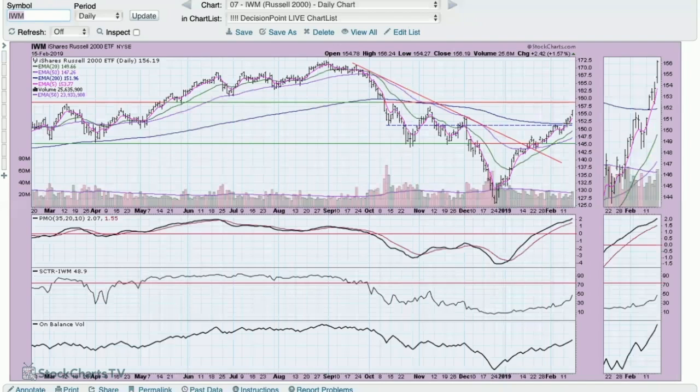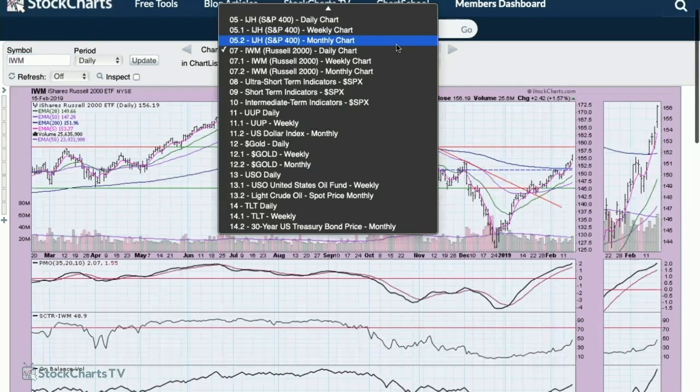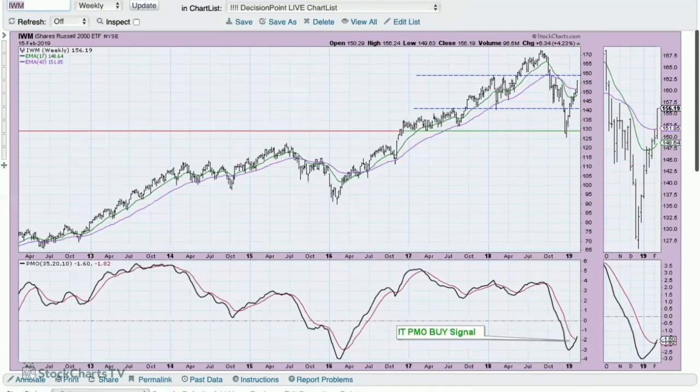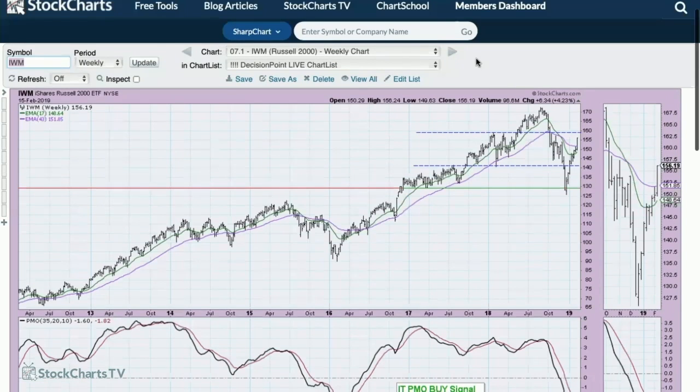For sure. So we'll have to see how much further it can carry, but it's good to see small caps starting to participate and do well. Intermediate term PMO buy signal popping up on the Russell 2000 weekly chart. And there you go. You can see we're making our move up to that 160 level where we saw those earlier tops in 2018.